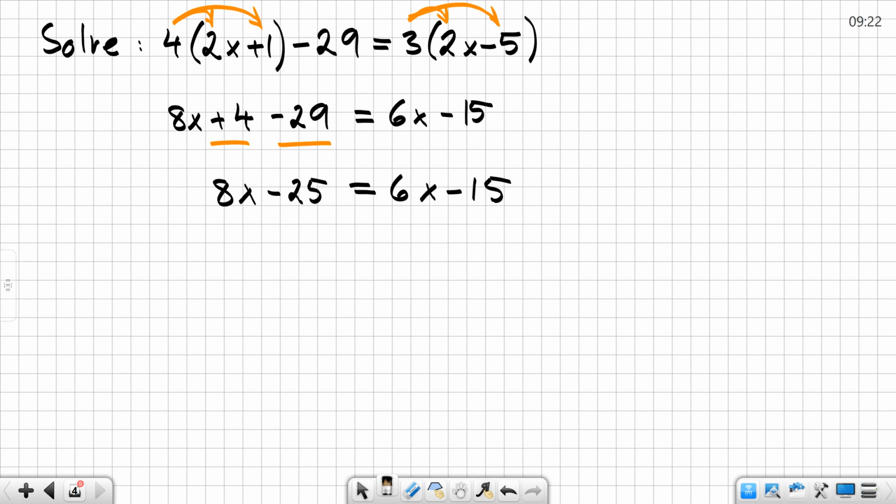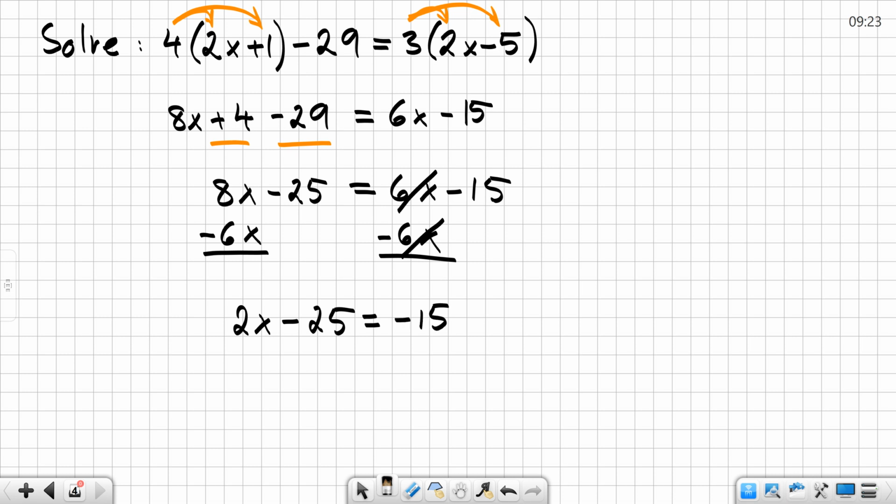Now I start moving things around from left to right, again by subtracting or adding. Positive 6x moves to the left by subtracting 6x. 8x minus 6x, that will give us a positive 2x. All of this is equal to negative 15. Now the negative 25 moves to the right side by me adding 25. And I get the equation 2x is equal to negative 15 plus 25. That would be a positive 10.